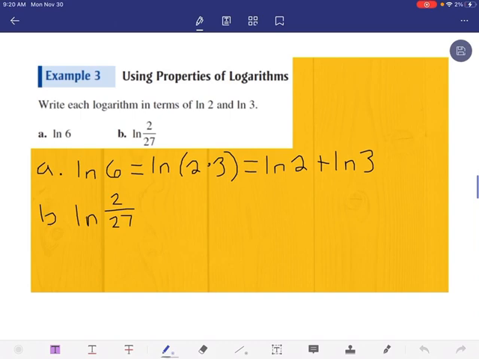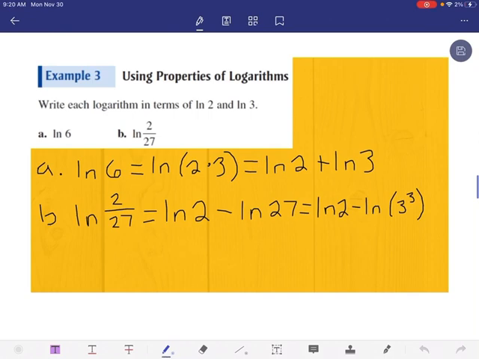Well, I already have a division inside of my natural log, so I can go ahead and break this apart using subtraction. But I'm still not quite done because 27 is not a natural log of 2 or a natural log of 3. So again, we want to think about what we can rewrite 27 as. Well, hopefully we can remember that 27 is the same thing as 3 to the third. So we could rewrite this as the natural log of 3 to the third.